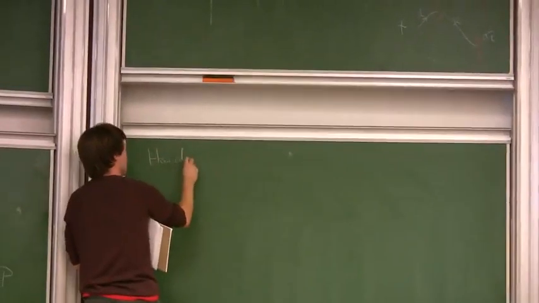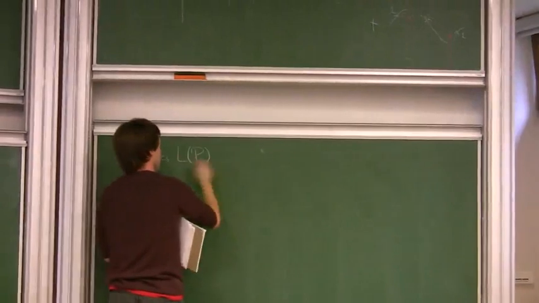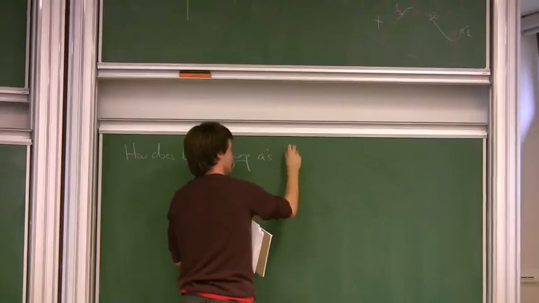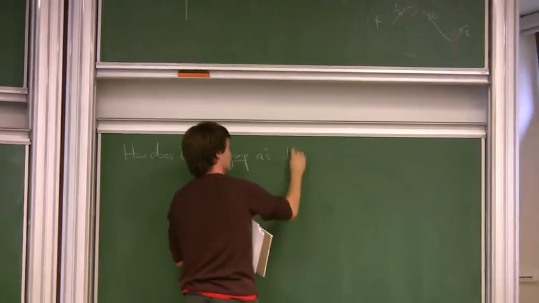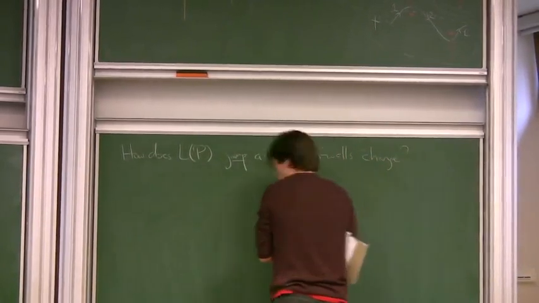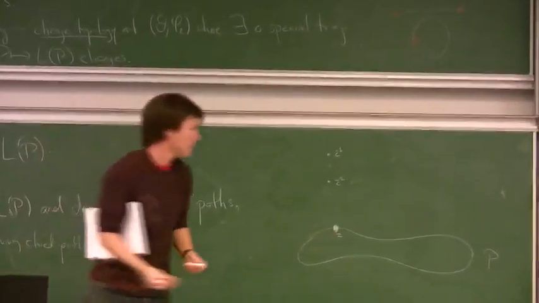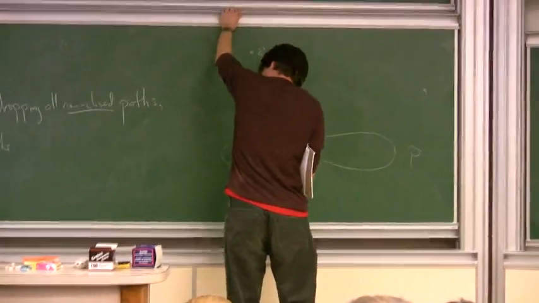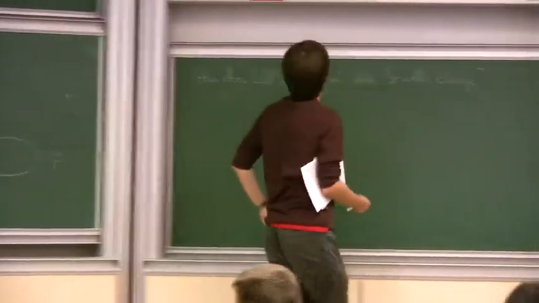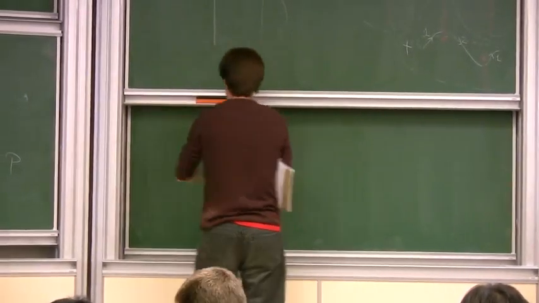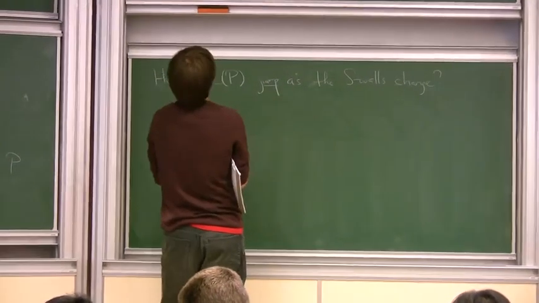So how does, in fact, it's just as easy to describe it first for L of P. How does L of P jump as the S-walls change? Well, let's look at the simplest example of that S-wall changing phenomenon. Namely, we can think of the following thing.